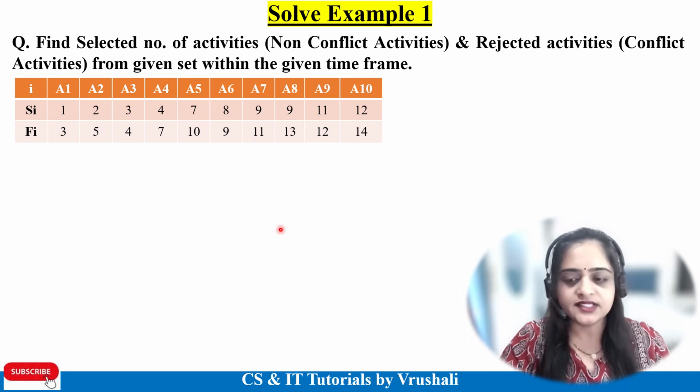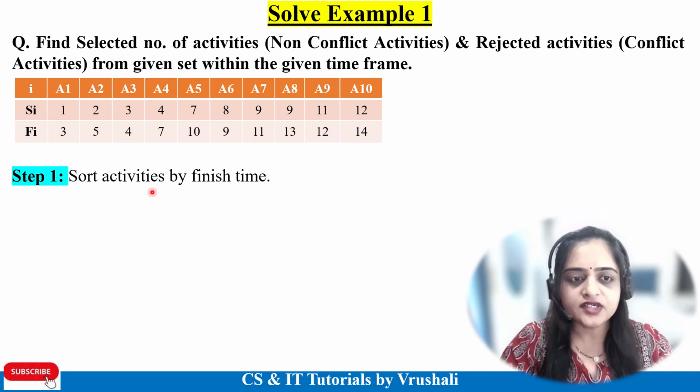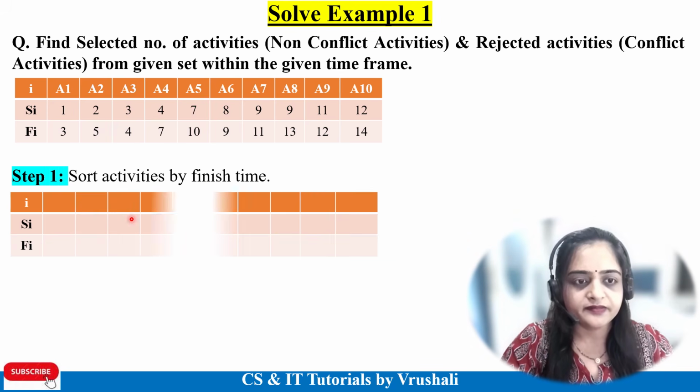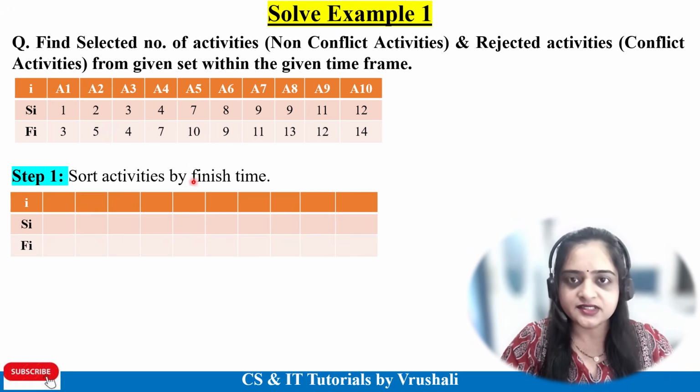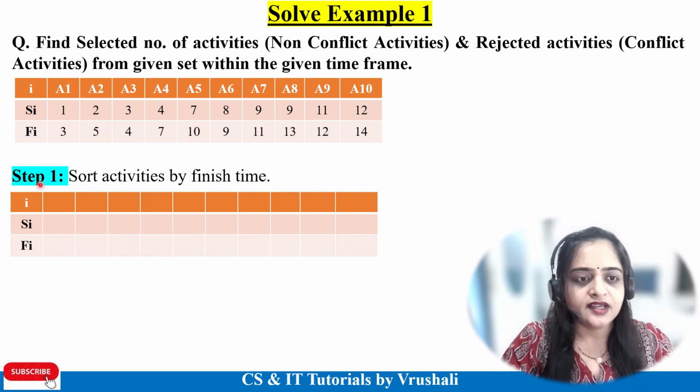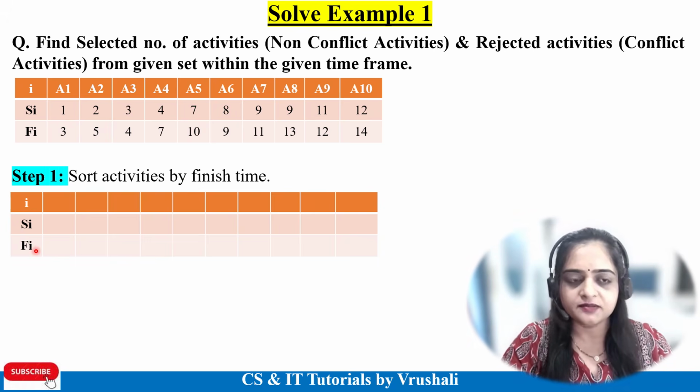Now how to solve this example? See, the first step is you have to sort all the activities by their finish time, right? How? See. As per the algorithm, this is your first step. See, the same table is there, activity numbers, start time and finish time. Now you have to sort this finish time in a particular order, right?